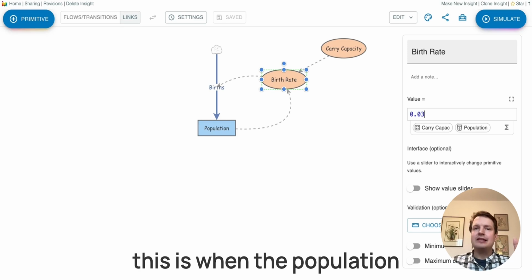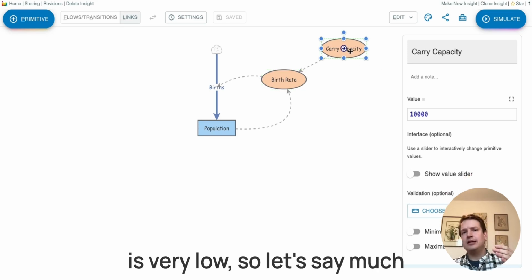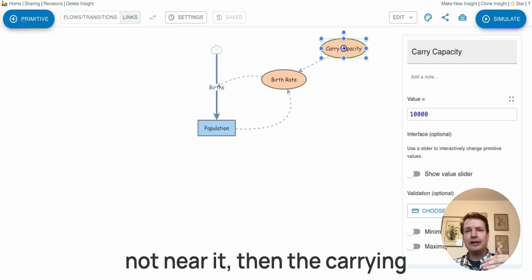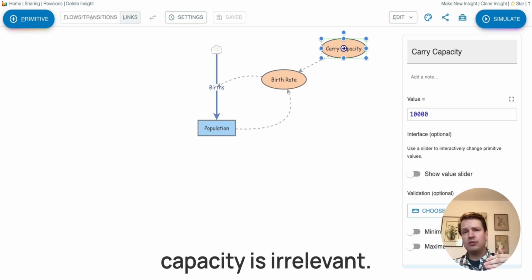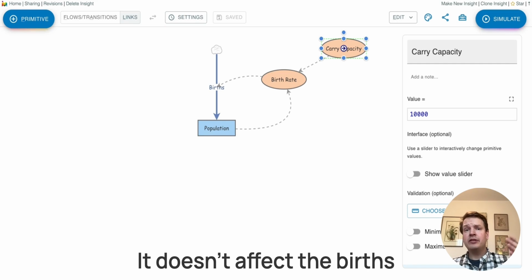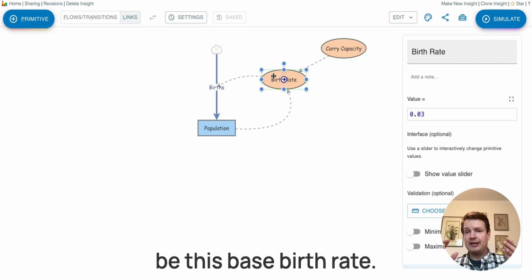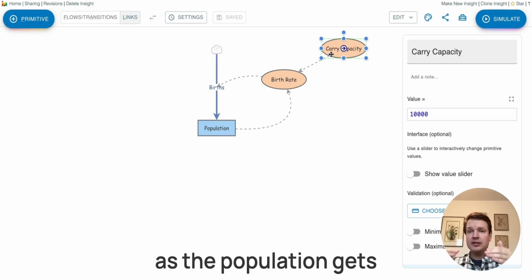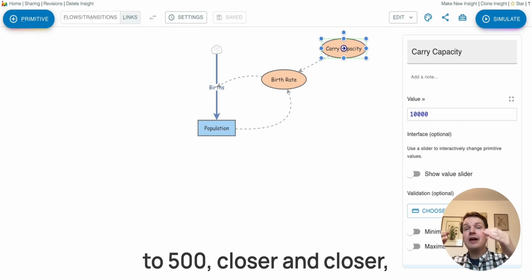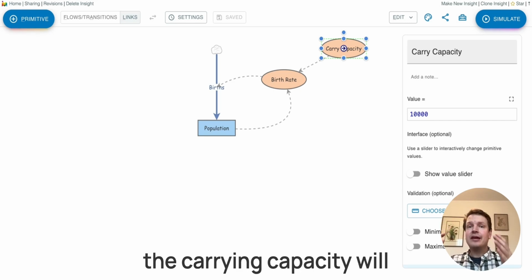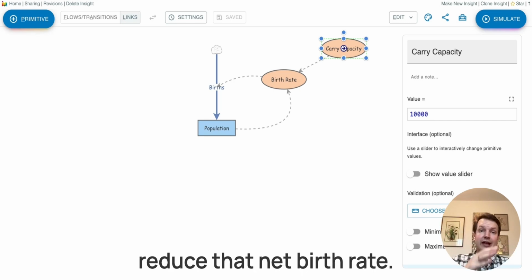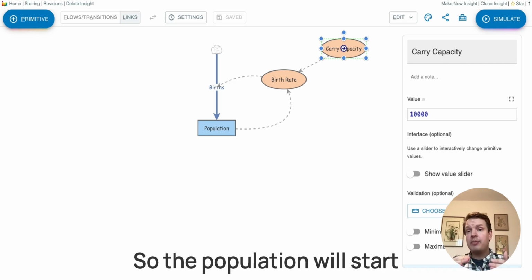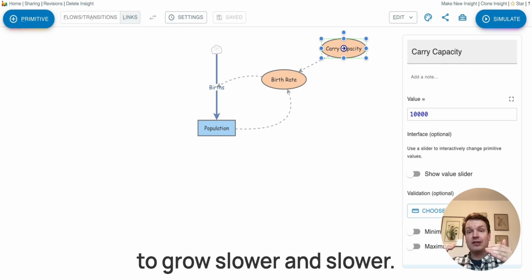And the way to think about this is when the population is very low, so let's say much lower than carrying capacity, not near it, then the carrying capacity is irrelevant. It doesn't affect the birth rate, and the birth rate should be this base birth rate. But as you get closer and closer to the carrying capacity, as the population gets to 9,000 or 9,500, the carrying capacity will reduce that net birth rate. So the population will start to grow slower and slower.